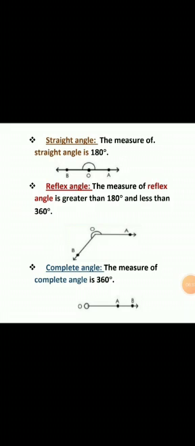Next, coming to reflex angle. The measure of a reflex angle is greater than 180 degrees and less than 360 degrees. That means when we measure a reflex angle, it should be greater than 180 degrees and less than 360 degrees. Here we can see the reflex angle. Next, coming to complete angle. The measure of a complete angle is 360 degrees, and if the initial ray moves to some distance and again comes back to its original position, then it is called a complete angle, and here we can see the figure of a complete angle.